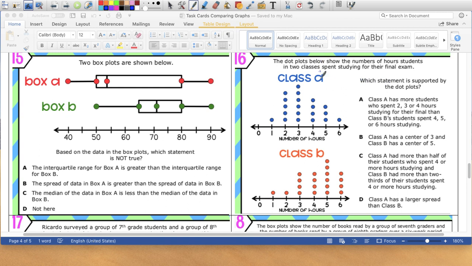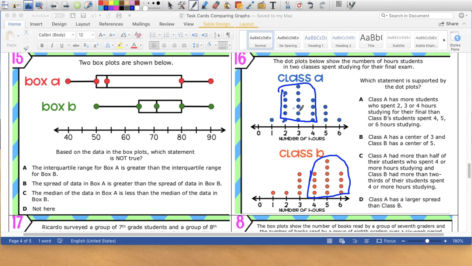16. Here are two classes and how many hours they studied for a test. Which statement is supported by the dot plots? Class A has more students who spend 2, 3, or 4 hours studying for their final than Class B who spent 4, 5, 6. So for Class A, let's look at 2, 3, 4. And let's look at Class B, 4, 5, 6. So we want to know, is that true?